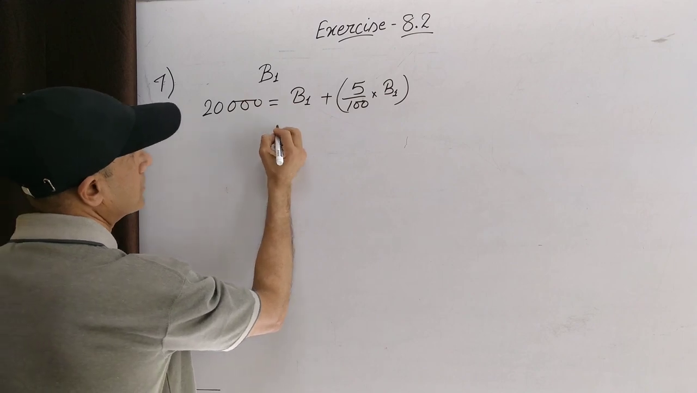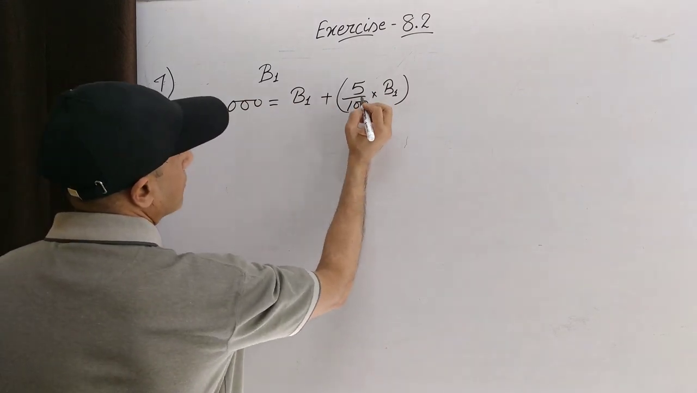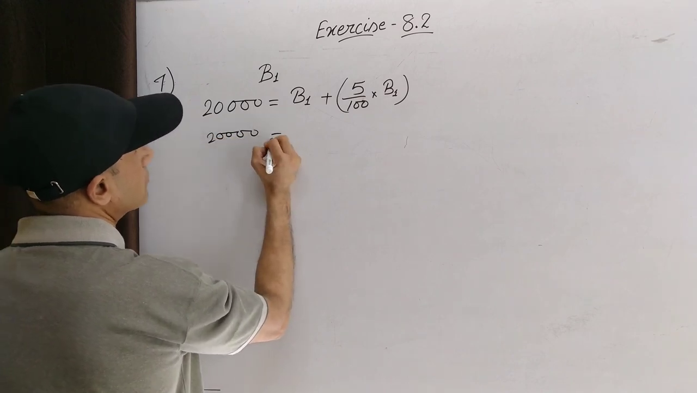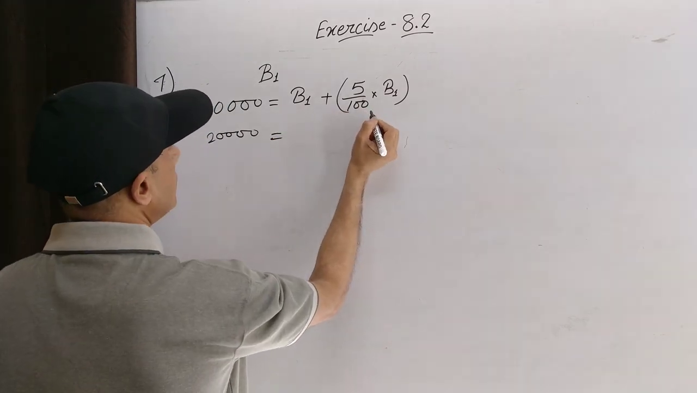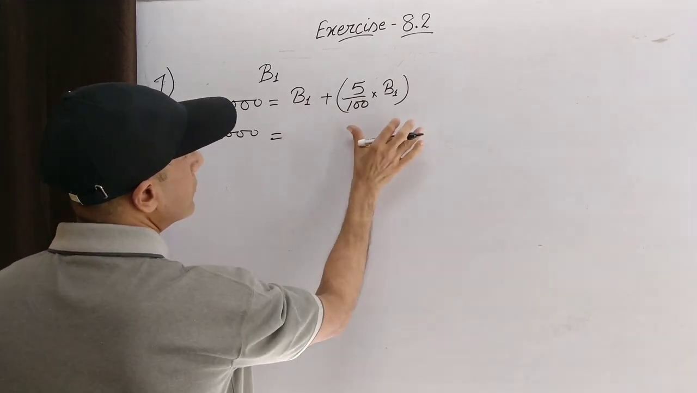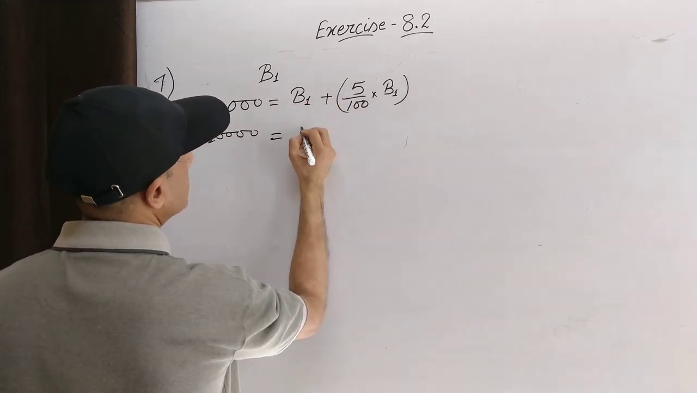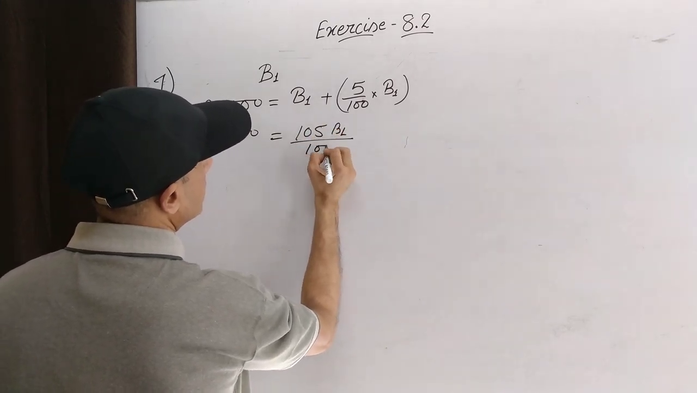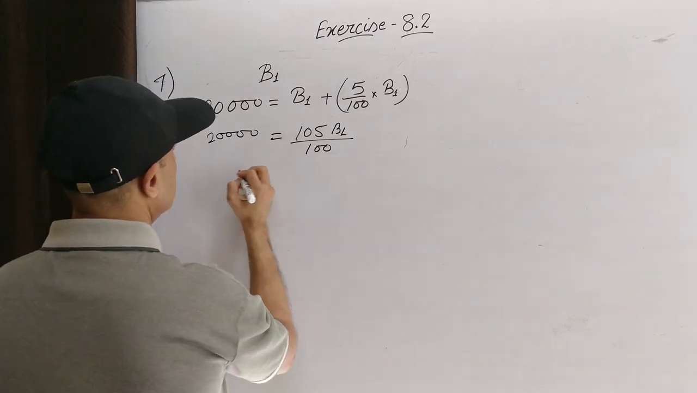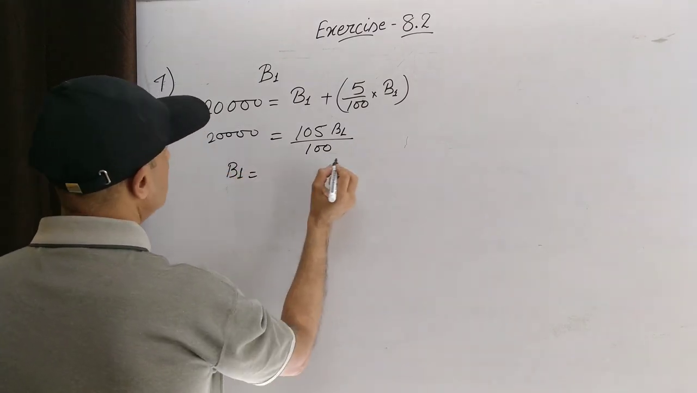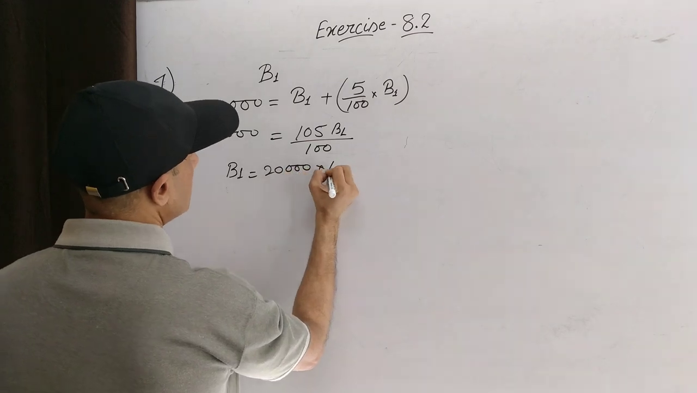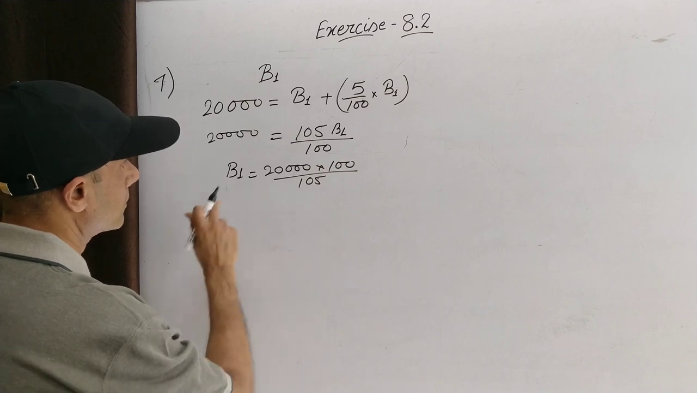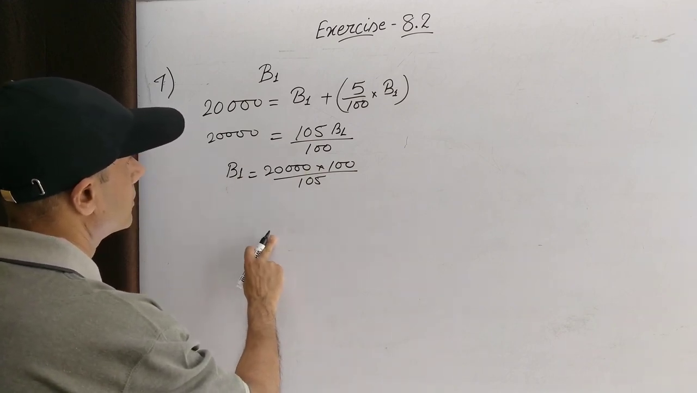This is the gain. So we get it as 20,000 is equal to, we won't simplify right now, 105 B1 divided by 100. So B1 is equal to 20,000 into 100 divided by 105. Now this is the cost price.